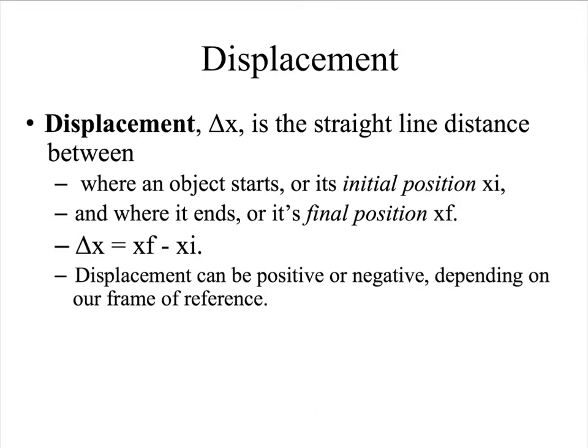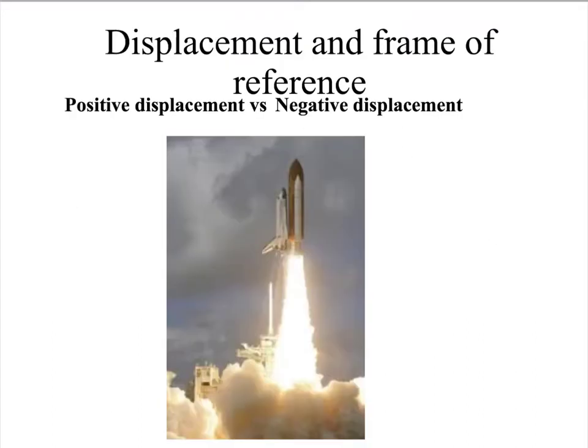Okay. Displacement can be positive or negative, and that depends on our frame of reference. So let's look at our frame of reference and how that determines whether it's positive or negative displacement. Okay. So we're going to have two situations. In this first situation, we've decided that up, the same direction the rocket is going, is a positive direction. In the other situation, we're going to say that this direction is positive.